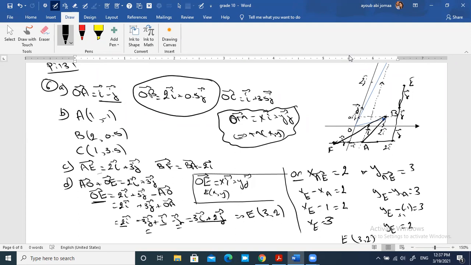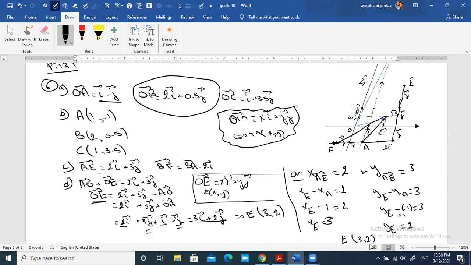Or another way to find the coordinates of point E: we can say that x of E minus x of A is equal to 2, which is the coefficient of the vector I. And y of E minus y of A is equal to 3, the coefficient of J. Then replace the values of xA, yA. You'll get x of E and y of E, and then the coordinates of point E. We still have to find the coordinates of point F.